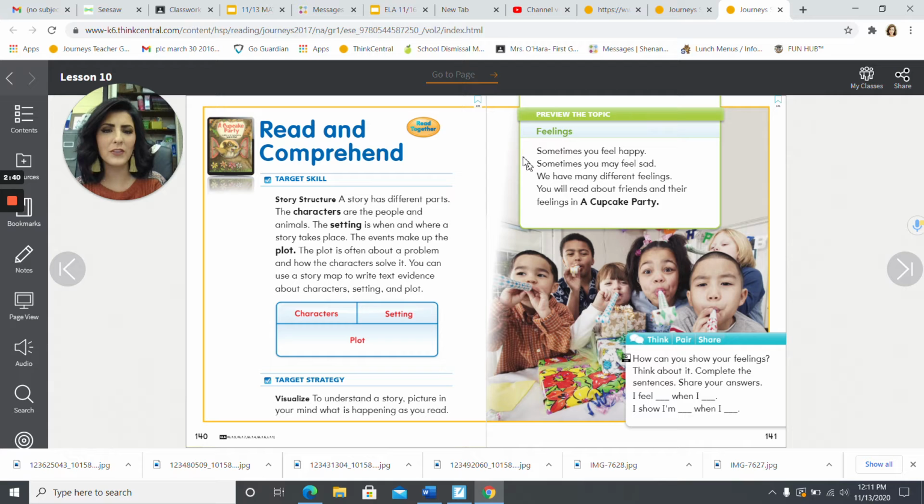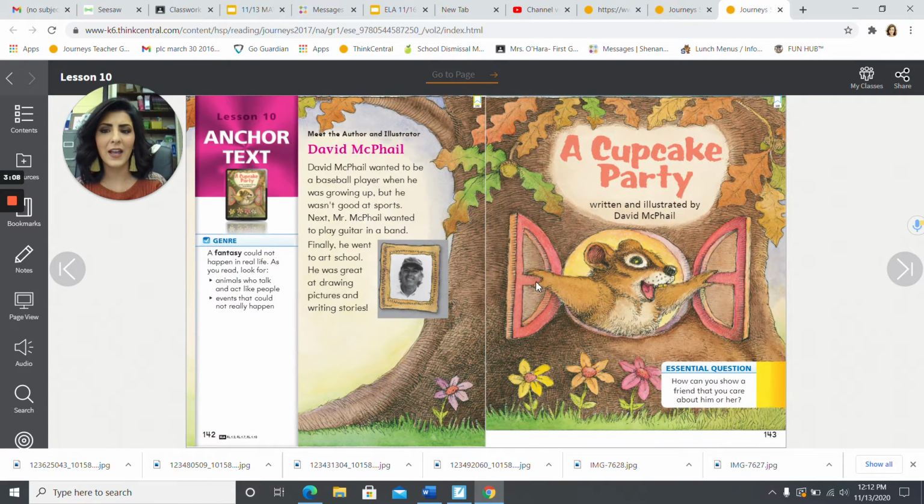So our preview of the topic is feelings. It says sometimes you feel happy, sometimes you may feel sad. We have many different feelings. You will read about friends and their feelings in A Cupcake Party. So we're going to be doing the think, pair, share today. And it says, how can you show your feelings? Think about it and complete the sentences and share your answers. So you're going to be doing that on Seesaw today. And let's go ahead and we'll read our story together today. And then your second assignment will be to read your story. Try and read it on your own at home, okay?